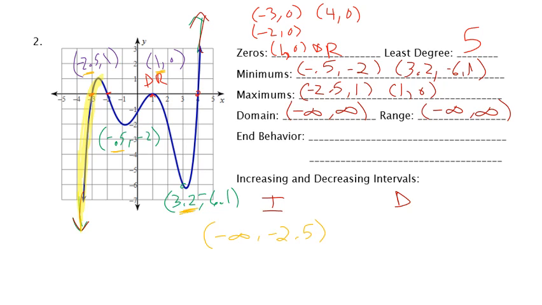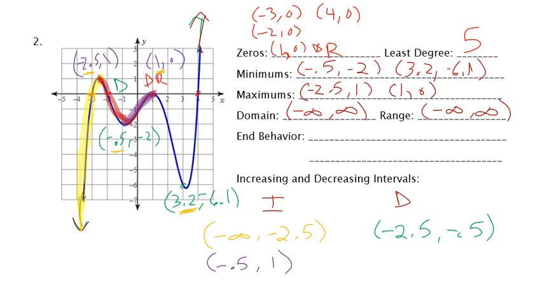For the next interval, you can see from negative 2.5 to negative 0.5, I'm actually going downwards. That's decreasing. So I'm going to write on negative 2.5 to negative 0.5, I'm decreasing. When I go to the next part of the graph, you can see I'm actually increasing again. So that would be from negative 0.5 to 1.